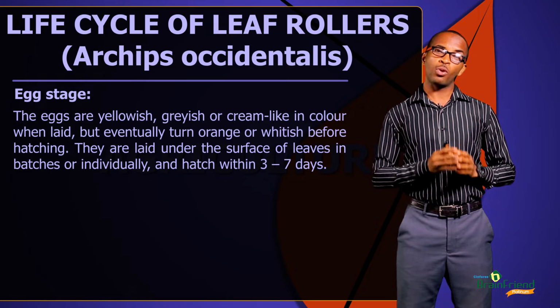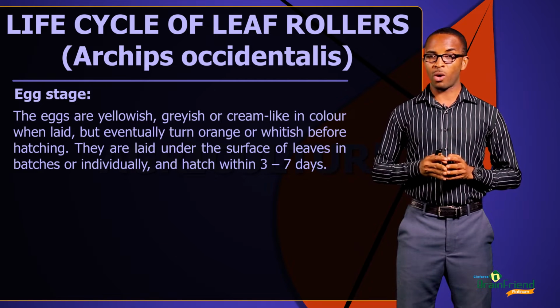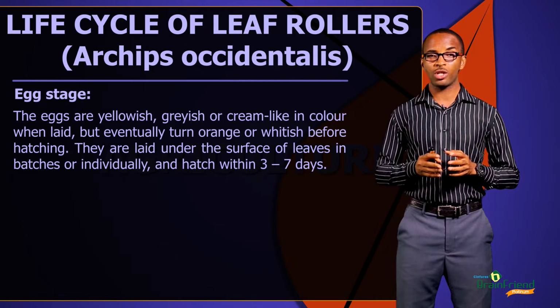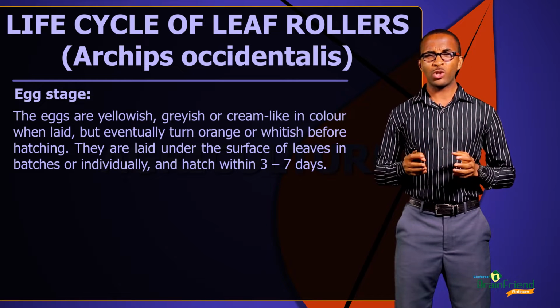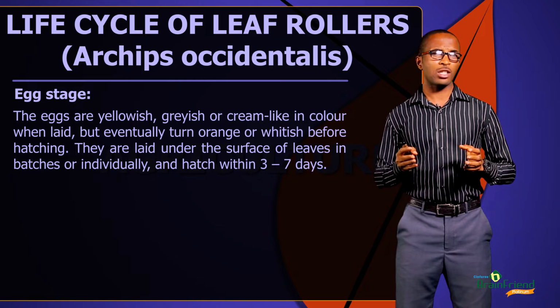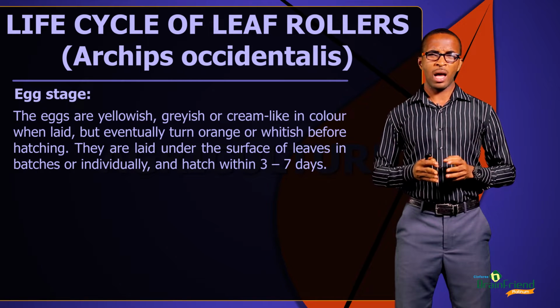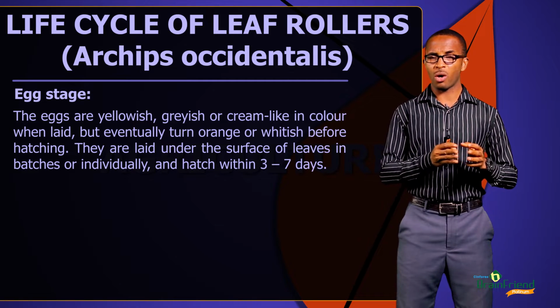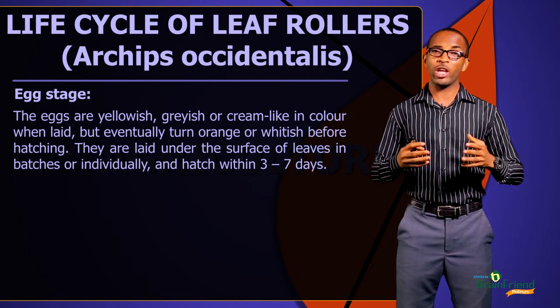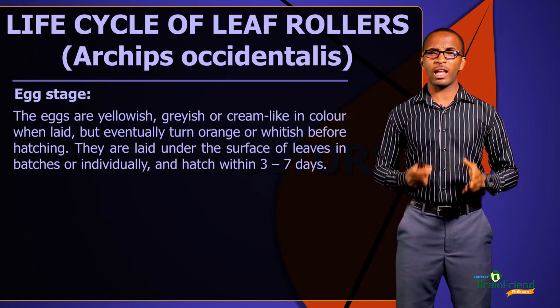The adult leaf roller lays its eggs, and upon laying, they are yellowish, grayish, or cream-like in color. But eventually they turn orange or whitish before they hatch. They hatch within 3 to 7 days, either in batches or individually. Bringing us to the next stage, which is the larva stage.